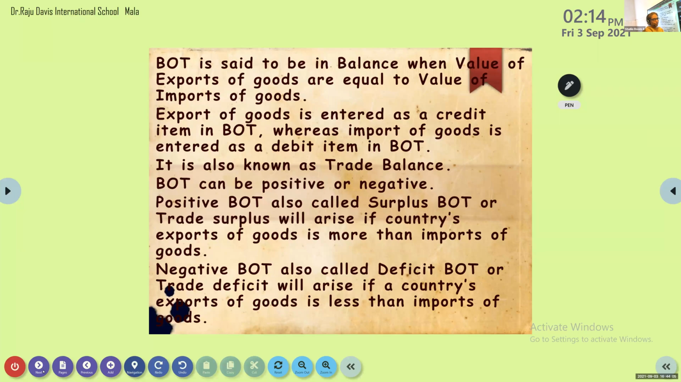Shubham? When can we call the balance of trade a surplus balance of trade? It is related to export and import of goods. When we say surplus balance of trade, our exports will be more than imports. Got it? What I said, Shubham? Yes, ma'am. So what is surplus here? Exports are? Yes, tell Shubham.